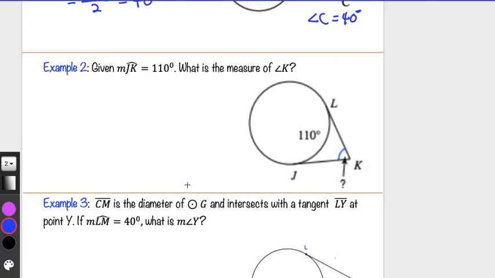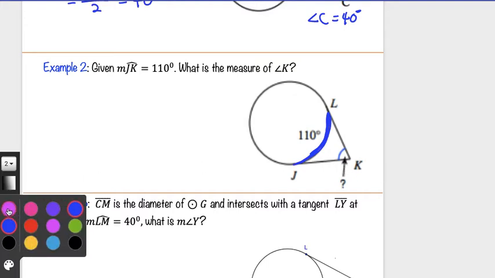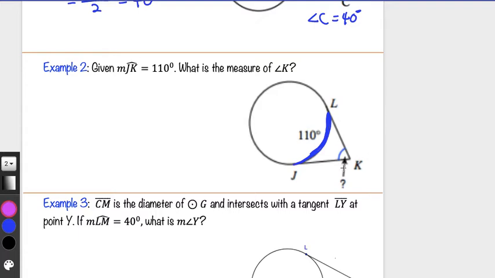So in this one, on the picture here, we have JL labeled as 110 degrees. That's only a piece of the arc we know, and we need to figure out the angle K. As we mentioned before, in order to find the angle outside the circle, we always need to find the difference between 2 intercepting arcs. But apparently we have only one piece of the arc. But as you can see, the major arc connects to the smaller one, and they make a whole circle.